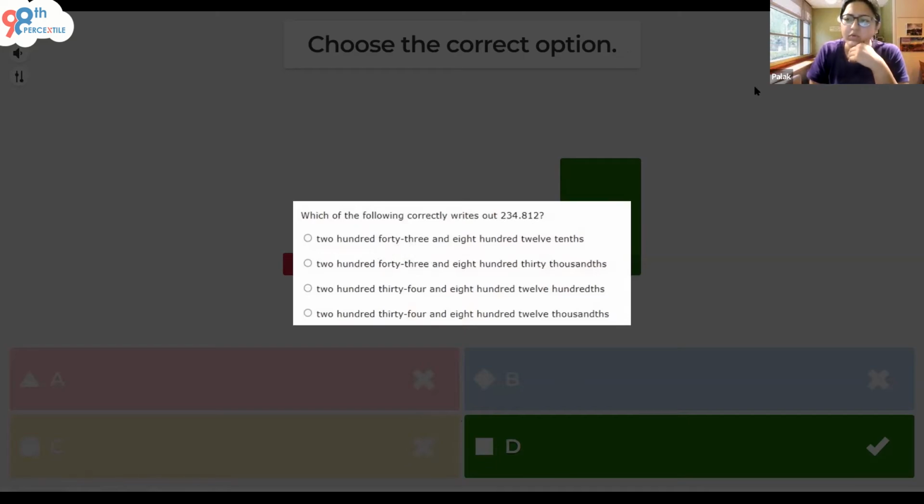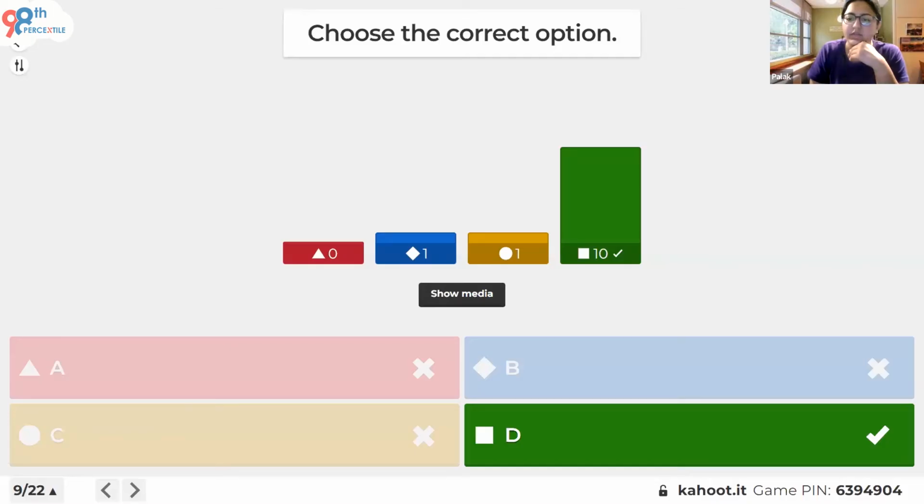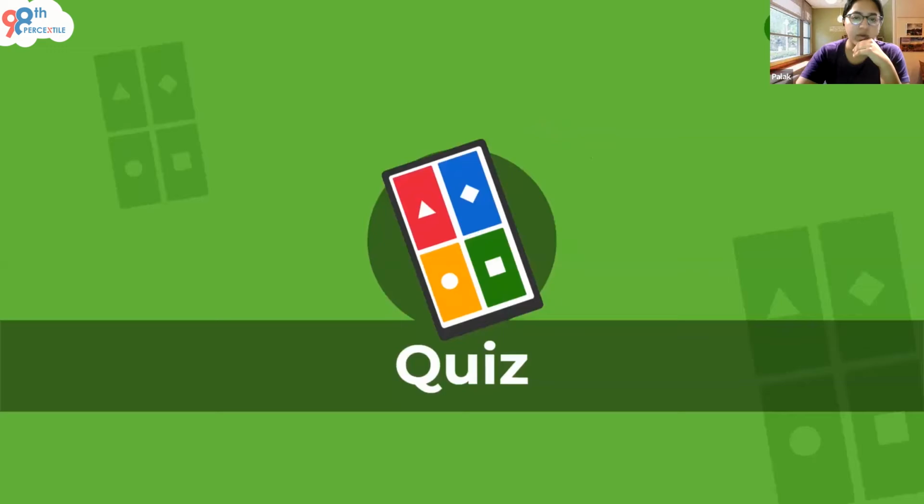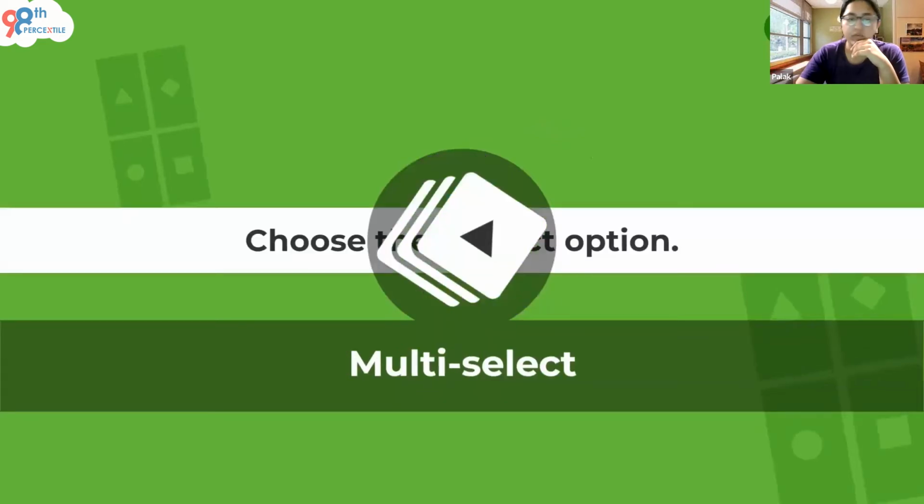So I think we can move on to the next question, having a look at the leaderboard. Okay, so Rishan, Ishan, Aru, Sashank, and Kushi. And then again, we have Rishan with a streak of 9 correct answers in a row. Good. So let's move on to the next one. Let's see which one of you is able to answer this.